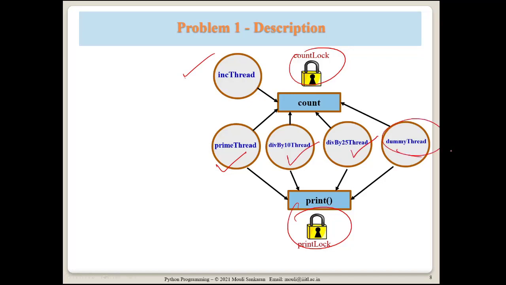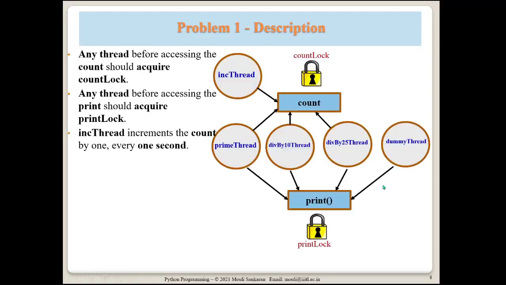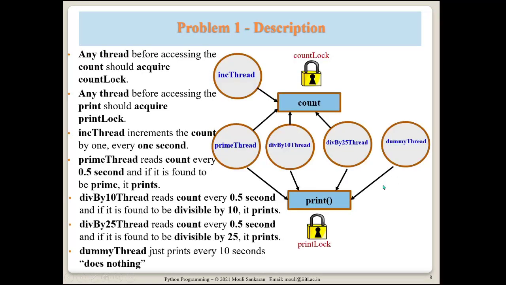This one is a dummy thread which says I am a dummy thread. Every 10 seconds it just prints it and goes to sleep. It doesn't even access the count. Actually, I should not, one second. It is not accessing the count at all. Okay, it doesn't have to access. Is that problem clear? Anybody wants to ask any doubts?